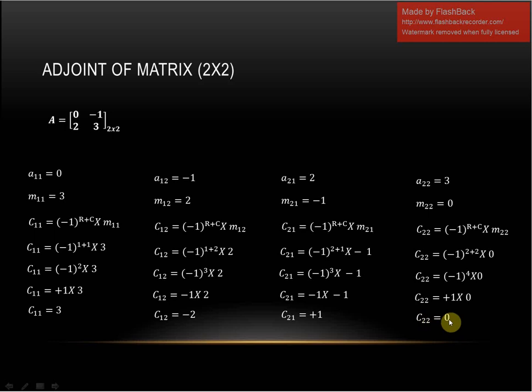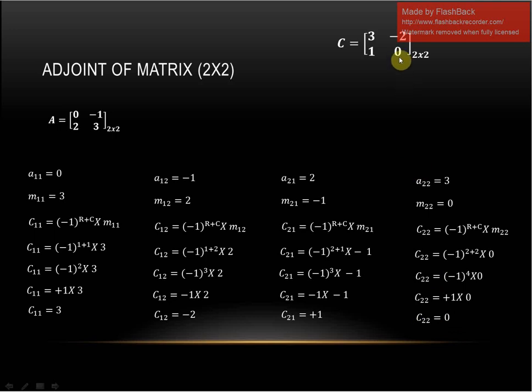So now you have 4 cofactors, okay? C11 is equal to 3, C12 is equal to minus 2, C21 is equal to plus 1, C22 is equal to 0. So you will write the cofactor matrix: C11 is equal to 3, C12 is equal to minus 2. You will write according to the positioning, okay? This is first row, second column, minus 2. C21 is equal to plus 1. This is second row, first column. And C22 is equal to 0.